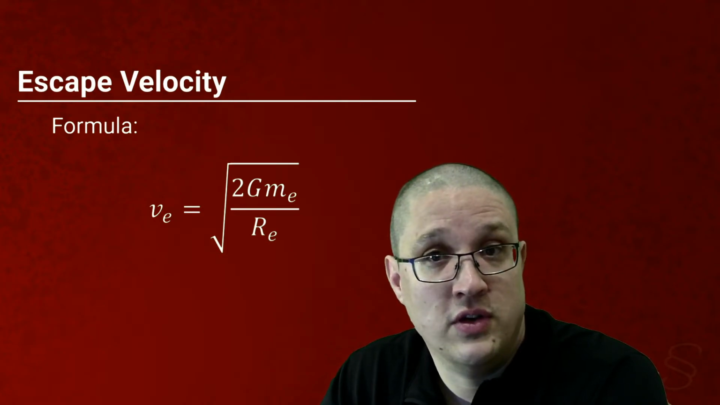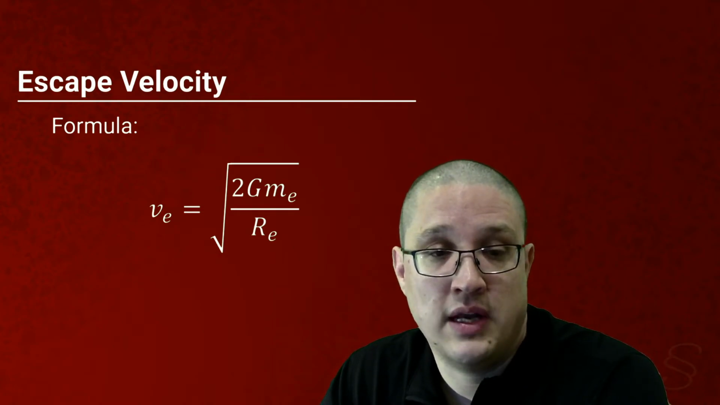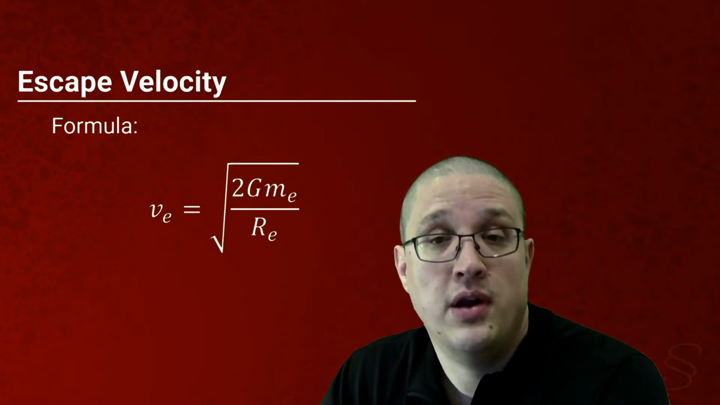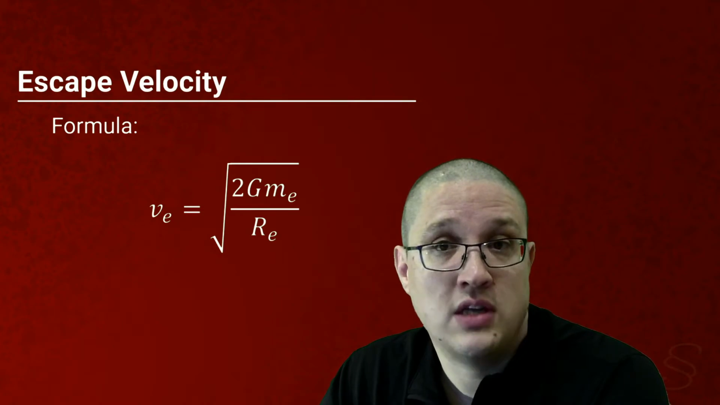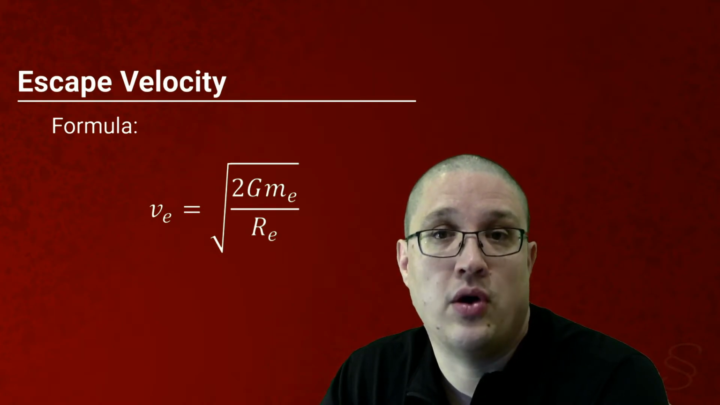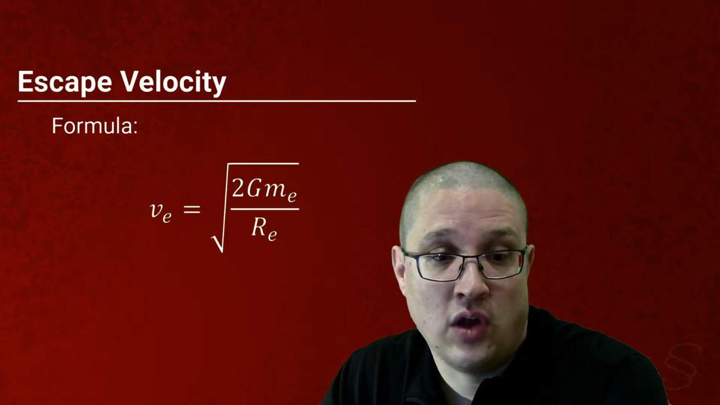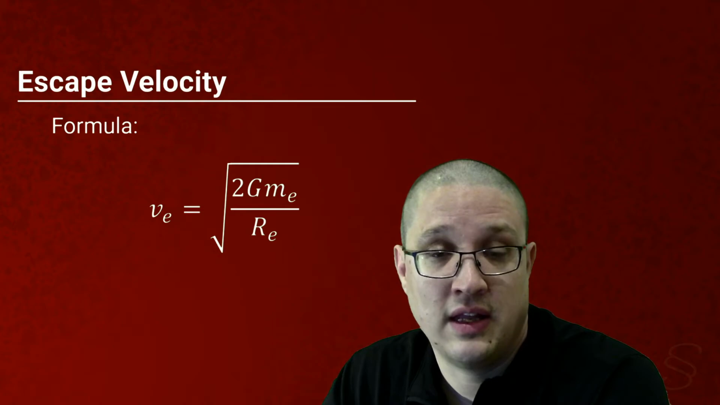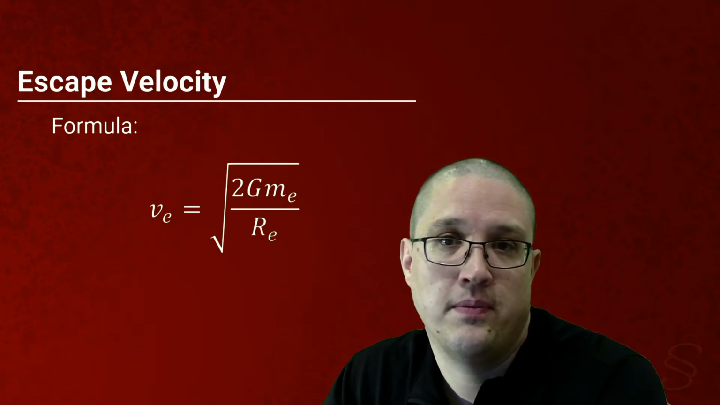Now notice if you're using this for another planet, say you wanted to leave Mars, you'll use the mass and radius of Mars. This formula is fairly straightforward. Note, this formula will give you the velocity you need to completely escape Earth. This is not a constant velocity, and this does not account for acceleration or deceleration or anything like that. This just says, if I throw a ball up this fast, it will leave Earth.